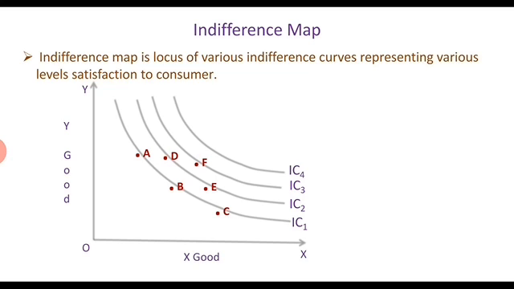The combination E on IC3 is giving more satisfaction than the IC1 and IC2 combinations. And the G combination on IC4 is giving the most satisfaction compared to the IC1, IC2, IC3 combinations.